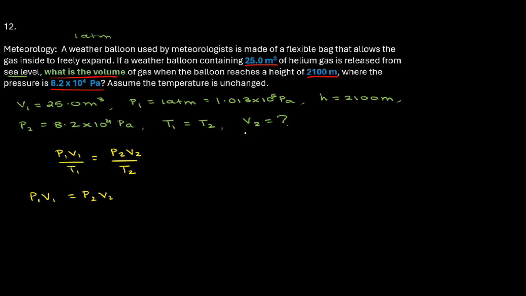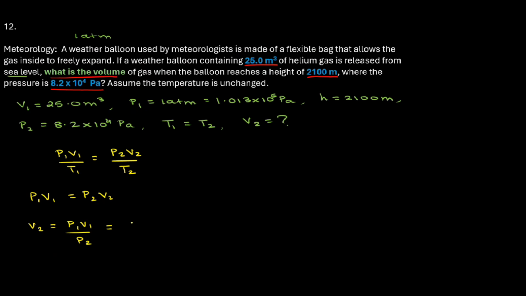I want to find V2. So you can either substitute all the values over here and shift solve, because we have the values for pressure P1, volume V1, and pressure P2, or you can rearrange the terms and solve for V2. If I want to find volume 2, I need to divide by pressure 2 on both sides. So we get V2 equals P1 V1 over P2.